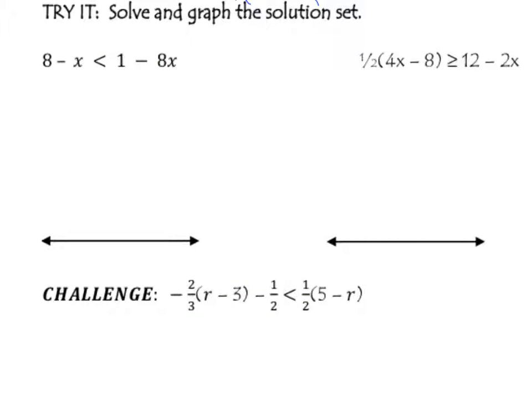So you go ahead and solve and graph these problems, and then pause the video and then check back in to see how you did. In the first one, I will just skip to the answer.